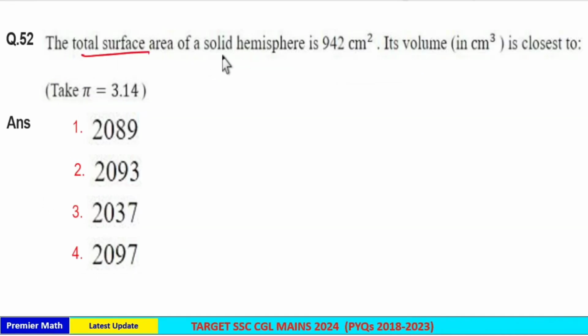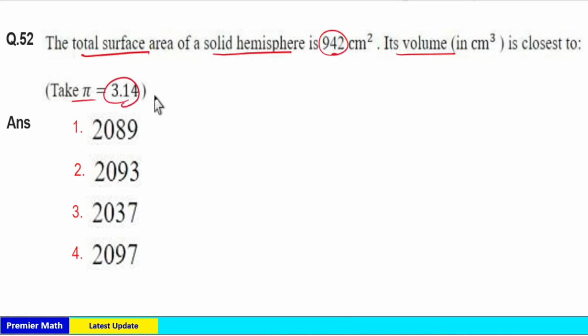Total surface area of solid hemisphere is 942 centimeter square. Its volume is closest to. Here take pi as 3.14. Don't take it as 22 by 7. Here total surface area means, here this is hemisphere. Now curved surface area of hemisphere is equal to 2 pi r square and base area is pi r square.